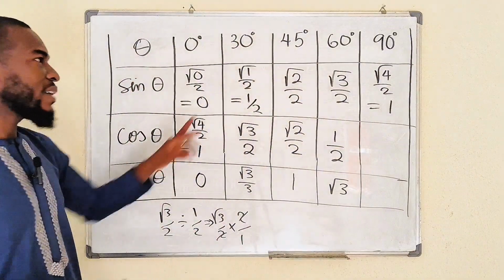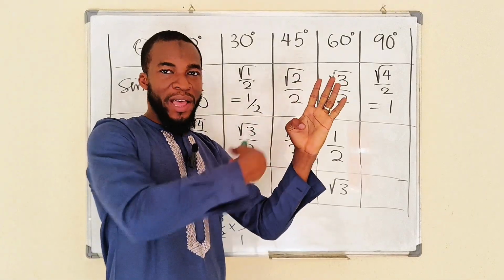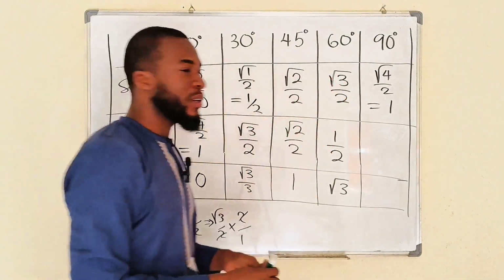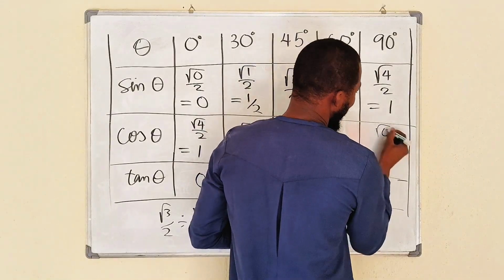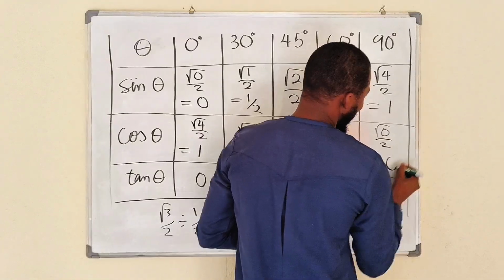Then cosine of 90, no finger after. So it will be square root of 0 divided by 2. Square root of 0 divided by 2, which is just 0.